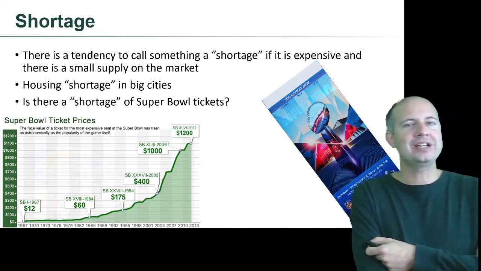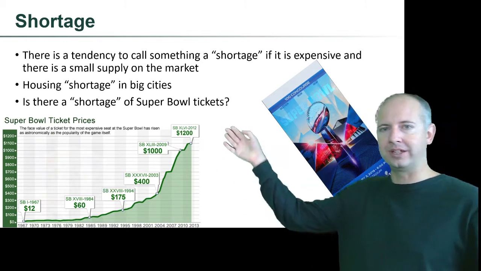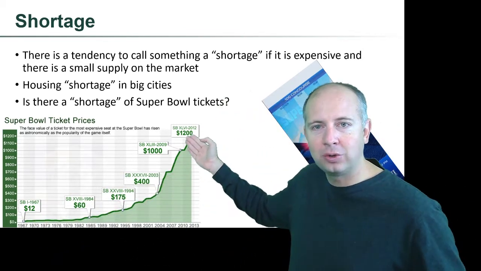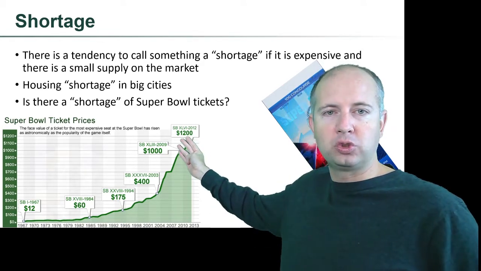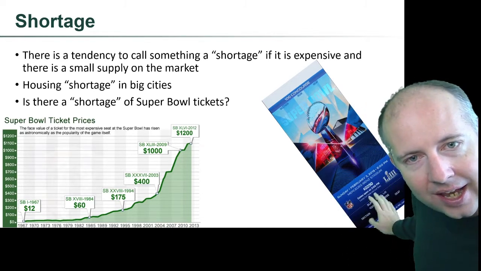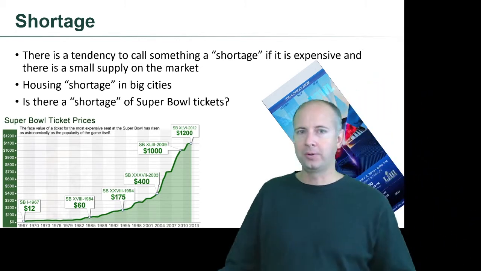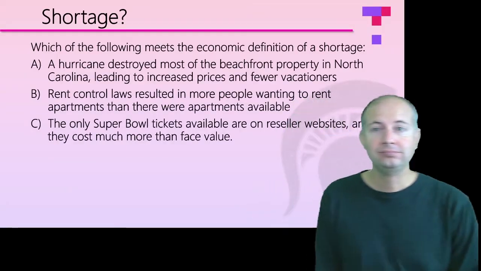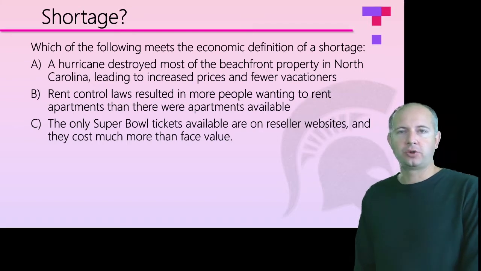Well, you could say the same thing about Super Bowl tickets, right? You don't really think much about a shortage of Super Bowl tickets. They're extremely expensive. Notice that you used to be able to get in for $12. This was in 2012. The highest price to get in was $1,200, and this is a ticket stub from a little more recently, and the price was $2,250 face value. So Super Bowl tickets are very expensive, and there just aren't that many of them, so however many people you can put in the stadium. Well, so which of the following meets the economic definition of a shortage?